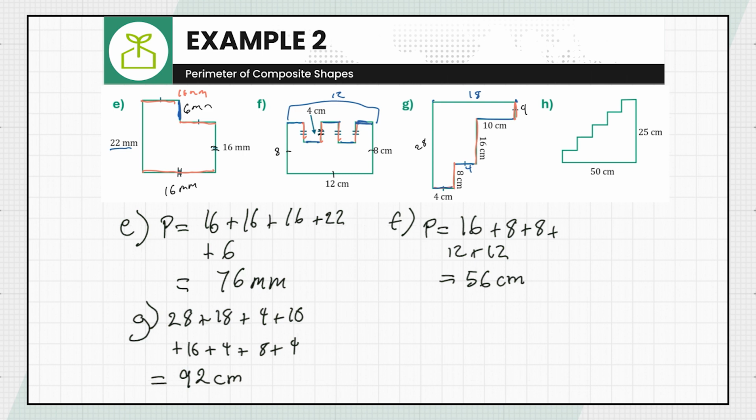Alright, now it's time for our last one, which is H. H is a little bit less complicated, so we have one side which is 50. That means that every single one of these horizontal sides has to also equal 50, and our other vertical side is going to be 25, which means all of these vertical components also have to be equal to 25. So all we have to do to solve for our perimeter is write our perimeter is equal to 25 plus 25 plus 50 plus 50, which is just going to be equal to 150 centimeters.